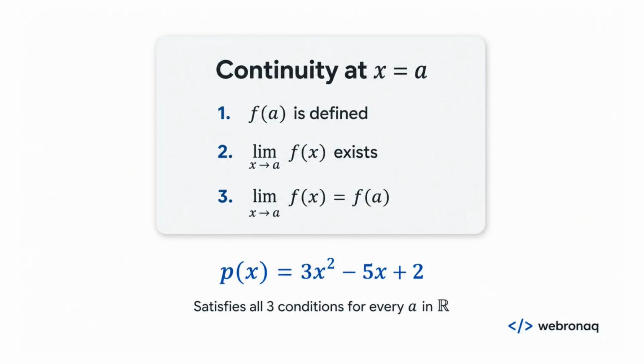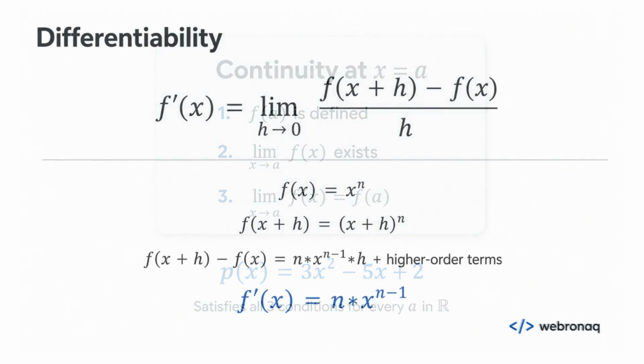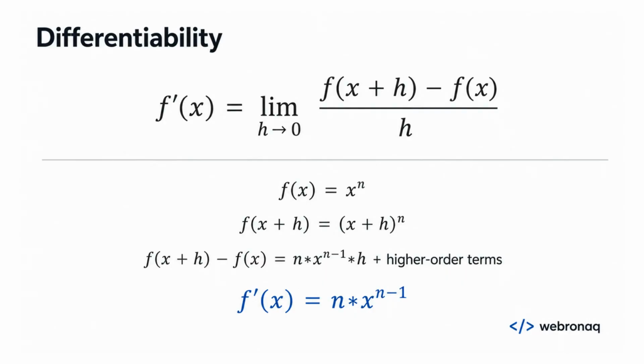Next, let us look at what it means for a function to be differentiable. A function is differentiable at a point if its derivative exists there, meaning the slope is well defined at that point. The formal definition says f prime of x equals the limit, as h approaches 0, of f of x plus h, minus f of x, all divided by h.